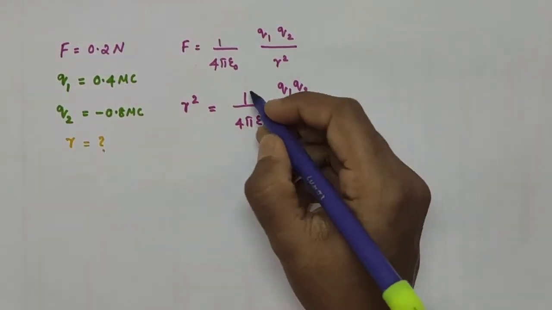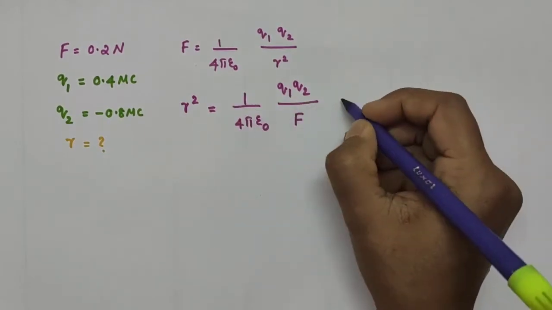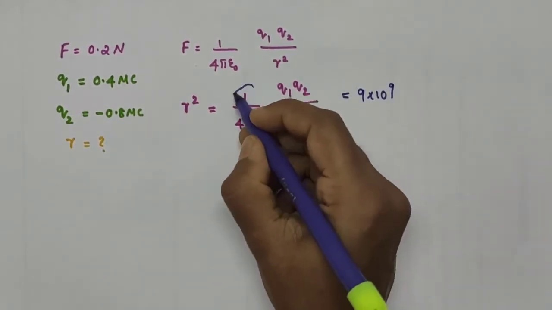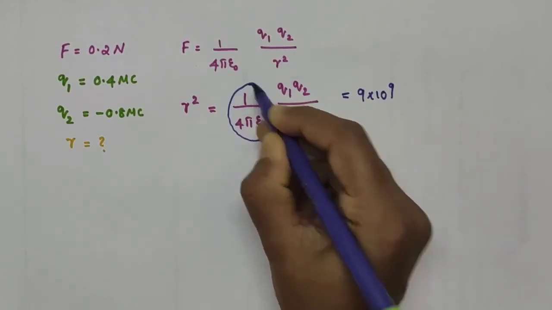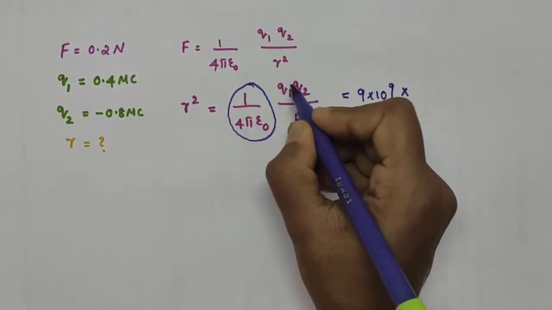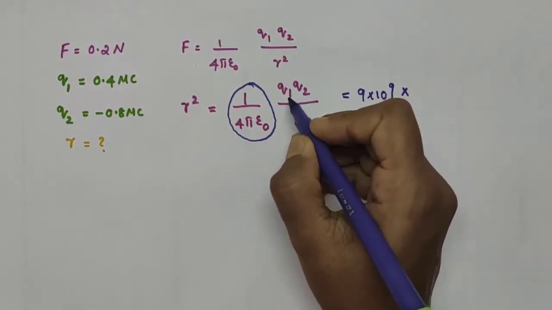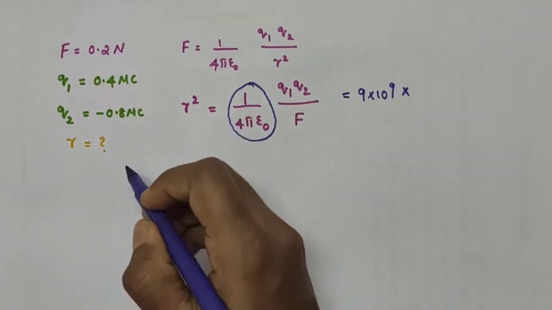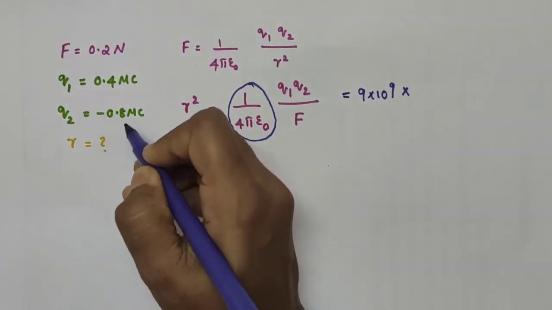Now we just want to substitute the values here. What is the value of 1 by 4 pi epsilon 0? It has a constant value, which is 9 into 10 raised to 9. Right, the value of 1 by 4 pi epsilon 0 is 9 into 10 raised to 9, into the product of the two charges. When we substitute the values of these two charges here, we just want to take their magnitudes. We don't want to take this negative sign.